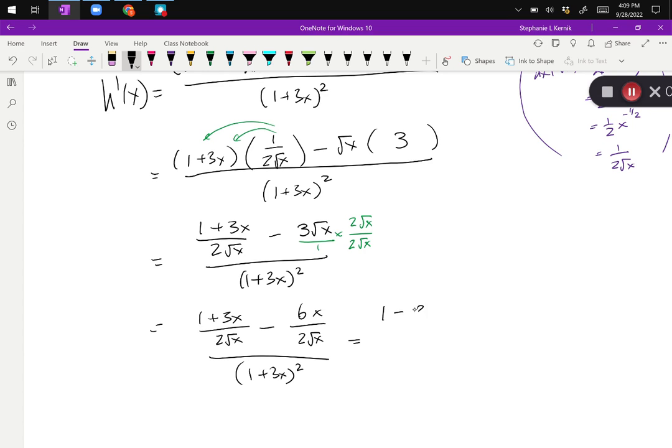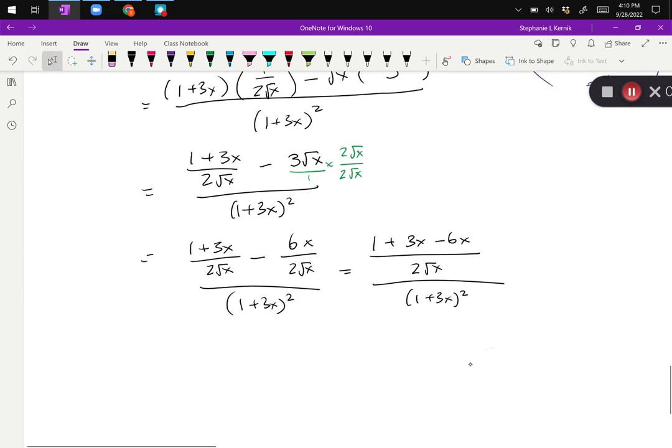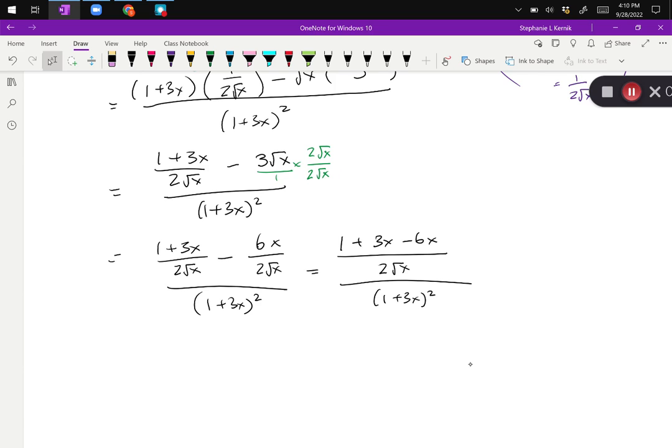This is going to become 1 plus 3x minus 6x, all over 2 square root of x, and then that whole thing is over 1 plus 3x squared. The thing in the denominator is not really ever going to change. We just got to keep copying it through. Okay, so we can do a little bit more simplification on the numerator. This 1 plus 3x minus 6x is going to become 1 minus 3x over 2 square root of x all over 1 plus 3x quantity squared.